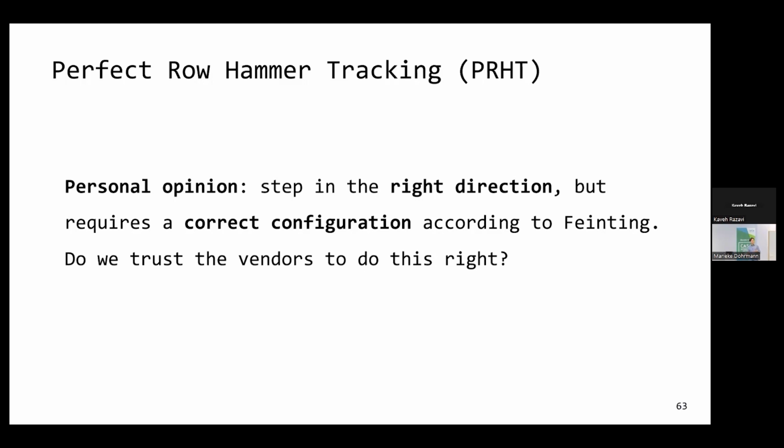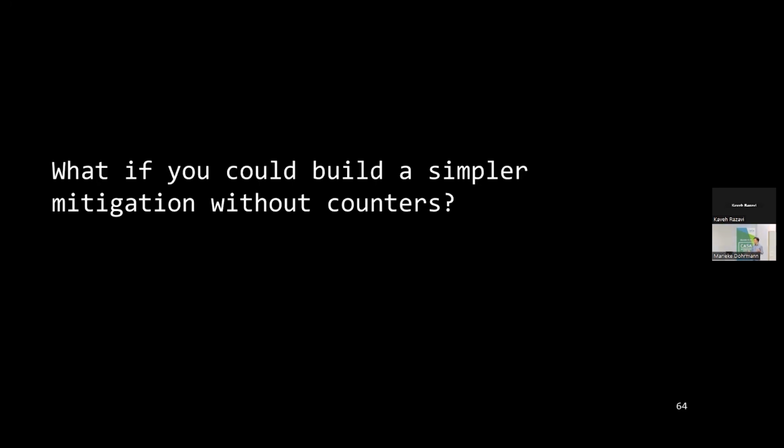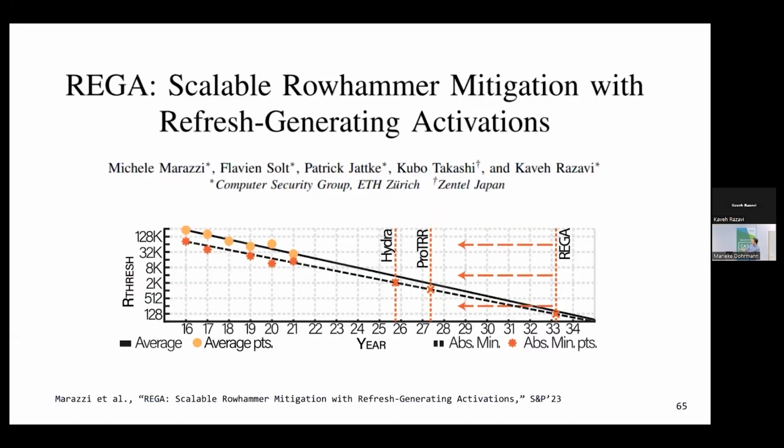Do we trust the vendors to do the right thing? Let's hope so. But what if you could build a simpler mitigation that does not have counters? That would be great, right? If you don't rely on state, because managing state is hard and also expensive, right? And this is something that we just published in security. I'm not going to talk about it. This is going to generate a refresh command every time you send an activate to the device, and it does it in a relatively cheap way.